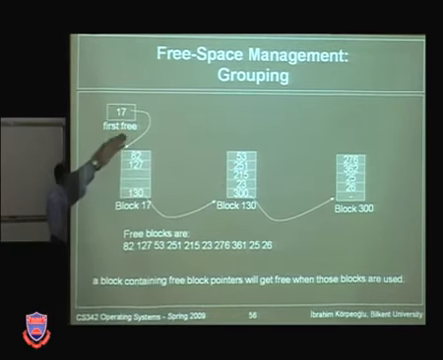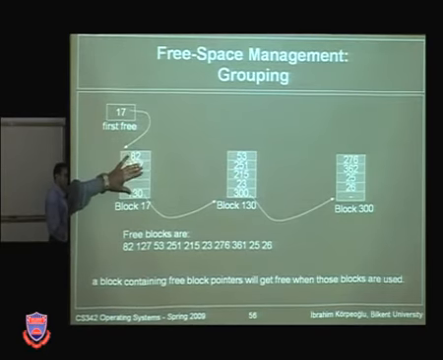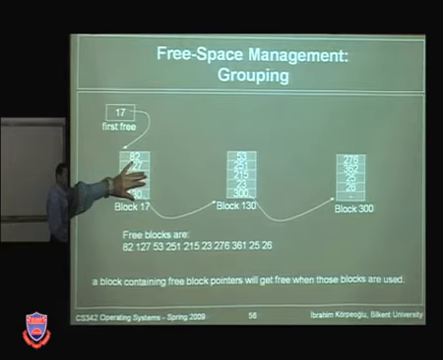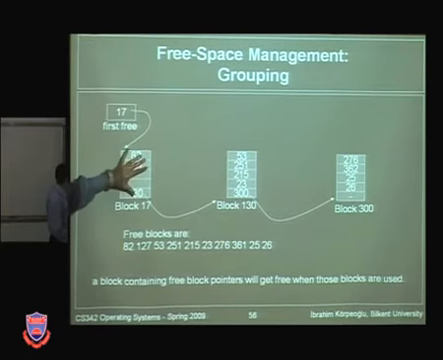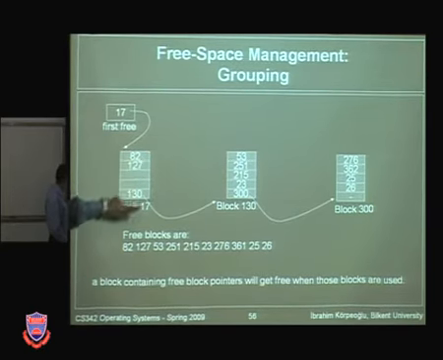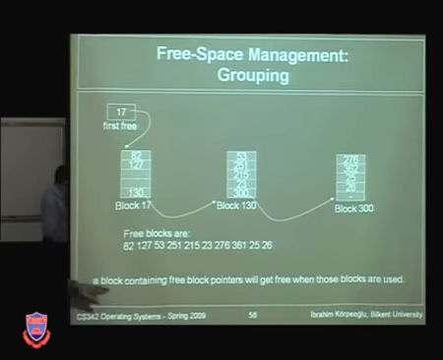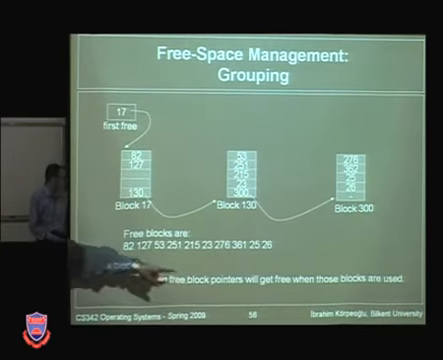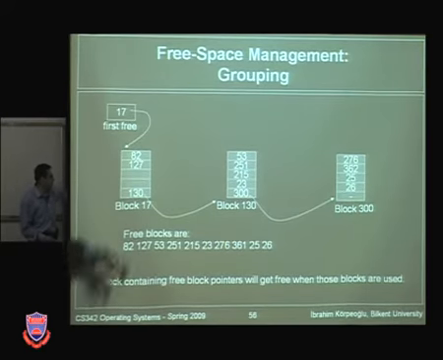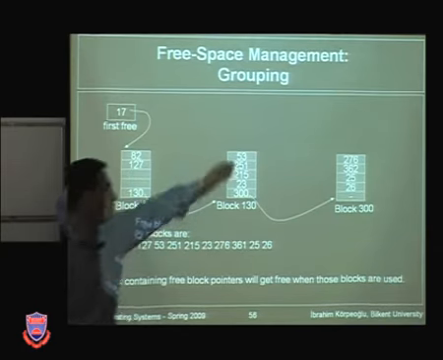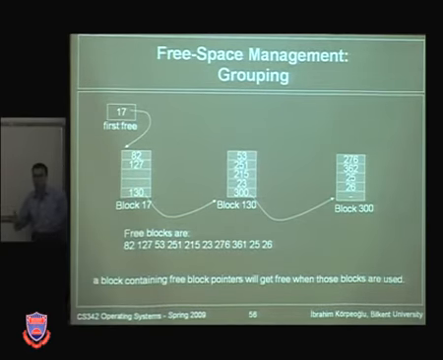So after I have allocated all these, what happens? This block actually is no longer needed, okay? I can free that. So now this block becomes a free block, and I can add its number to here. In this way, a block containing free block pointers will get freed when the corresponding blocks pointed to by those pointers have been used, okay?